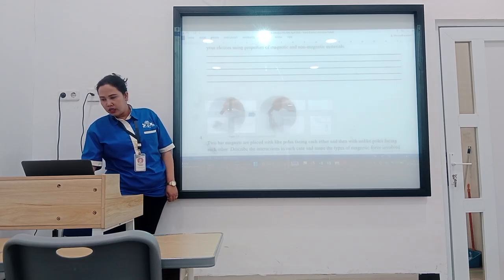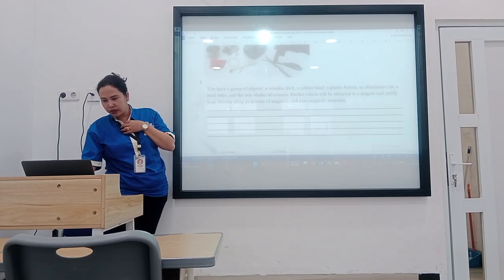Okay, I just want to add to number three. Why are they attracted by the magnet? The aluminum can, steel ruler, and the iron blades of scissors, because they contain ferromagnetic material. Ferromagnetic.